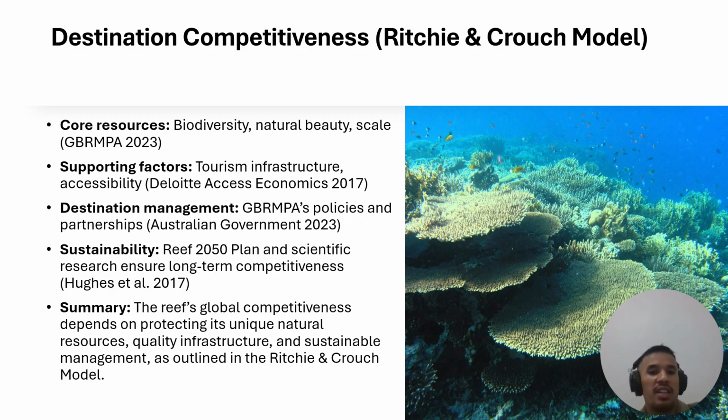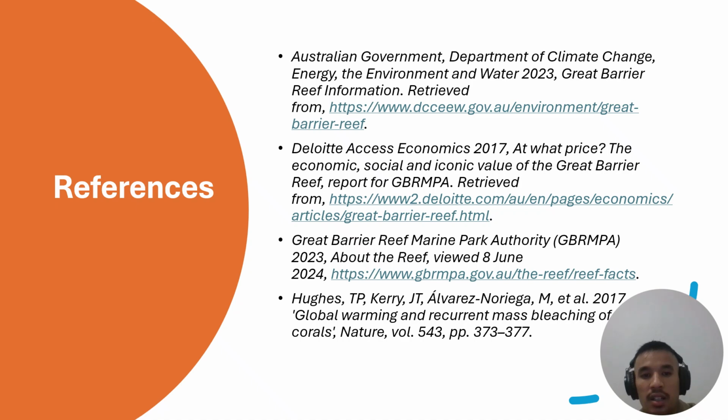Finally, a key part of competitiveness is sustainability. Protecting the reef's natural resources and making sure tourism is well managed are both essential for keeping the reef attractive to visitors now and in the future. So I think the Great Barrier Reef is a perfect example of how a destination's success depends on a balance between showcasing its natural wonders and managing them responsibly. Let's go on to slide 6.